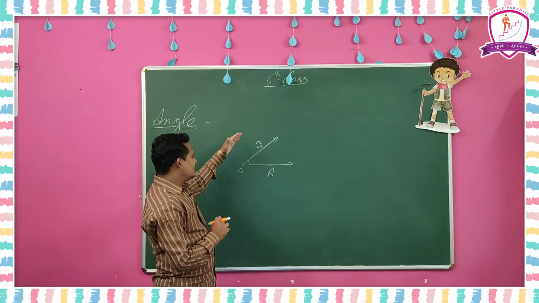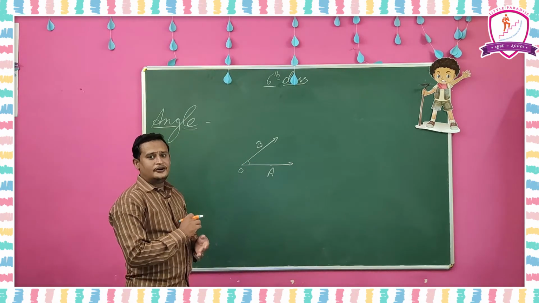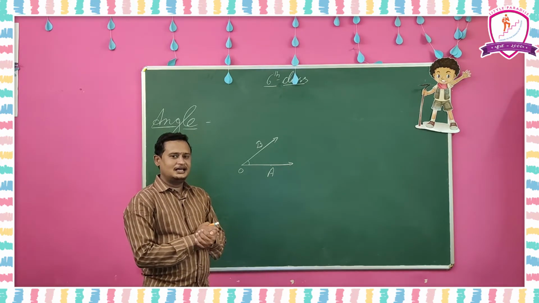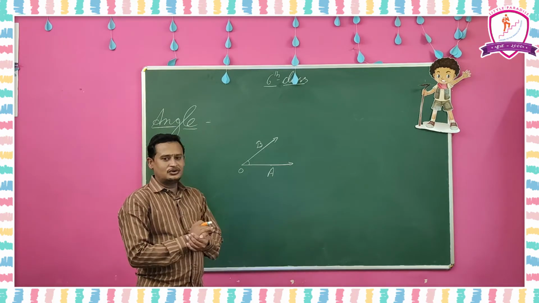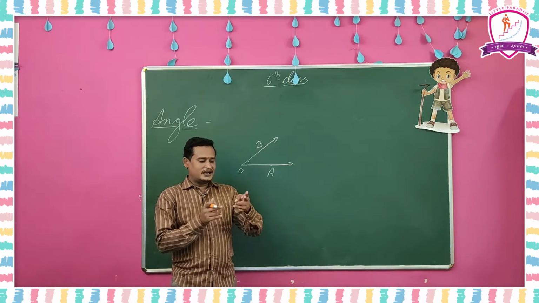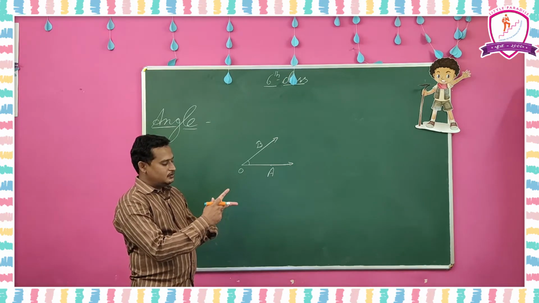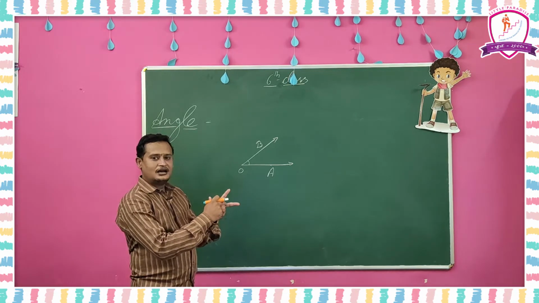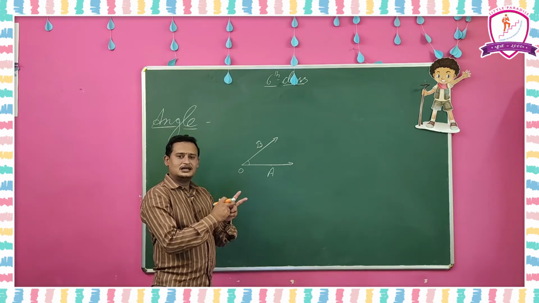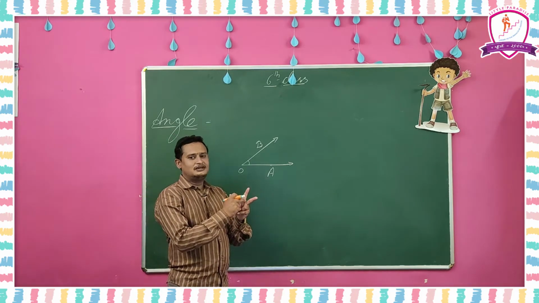Here we have to find how much rotation is completed in between these two rays, and we can find it using angles. In our daily life we use angles everywhere. The corner of a room, the corner of the blackboard, an opened door, an opened scissor: in between these two rays the angle forms. When we open the scissor like this, these two are the arms, and in between these two arms there is an angle.